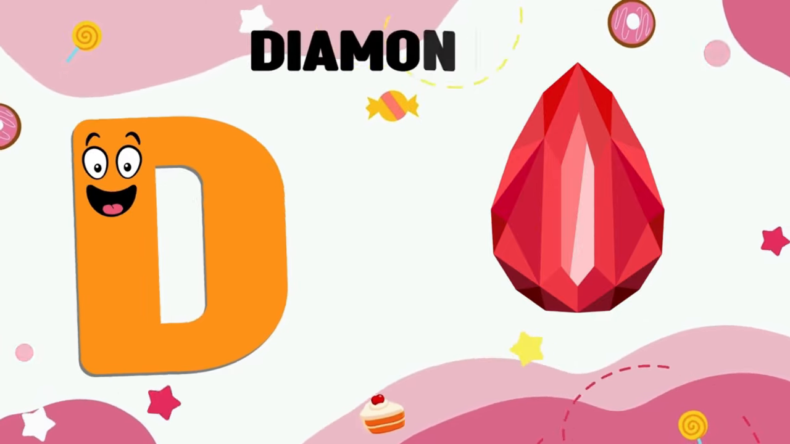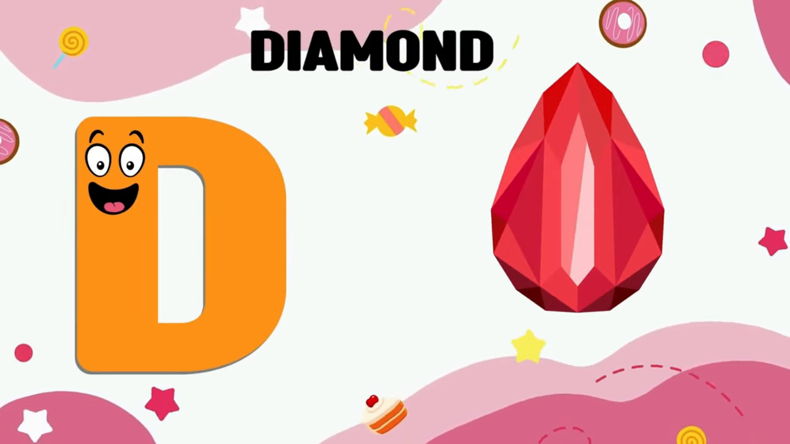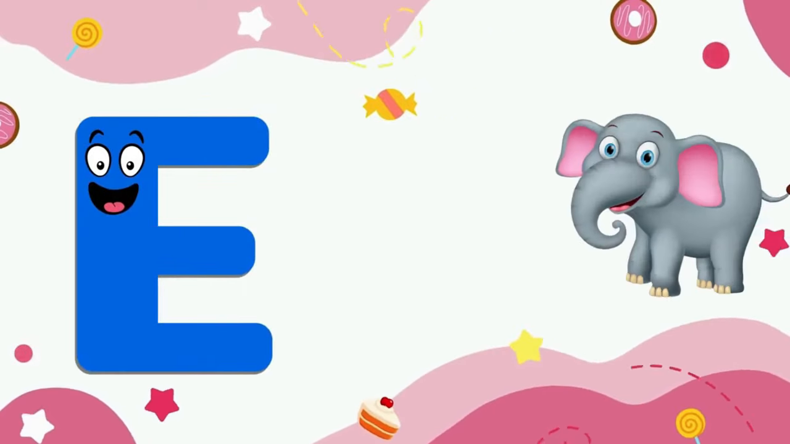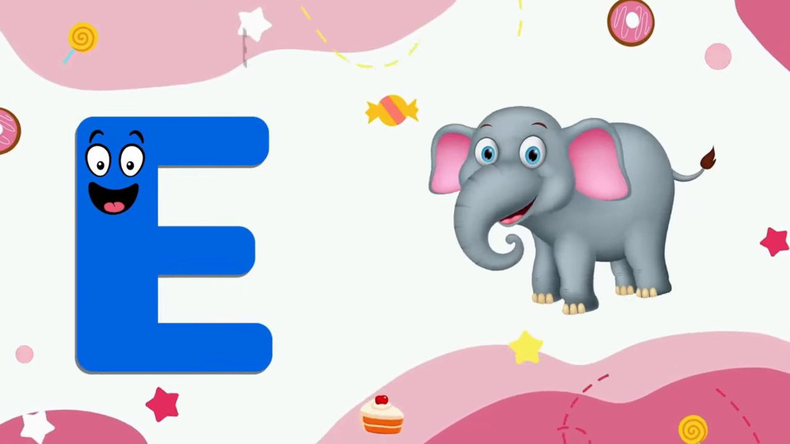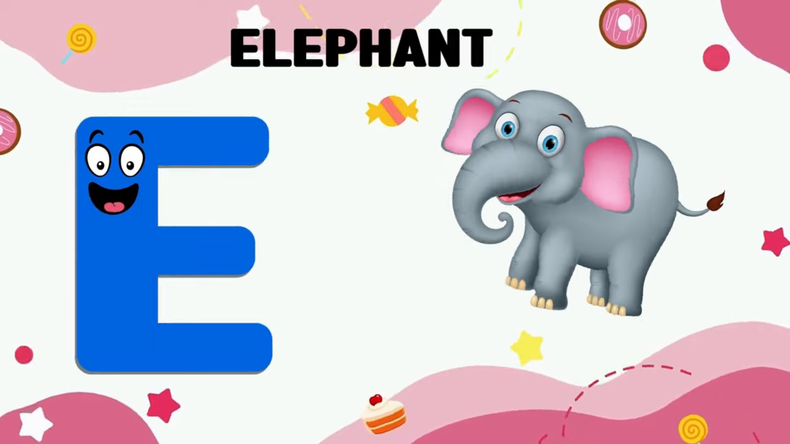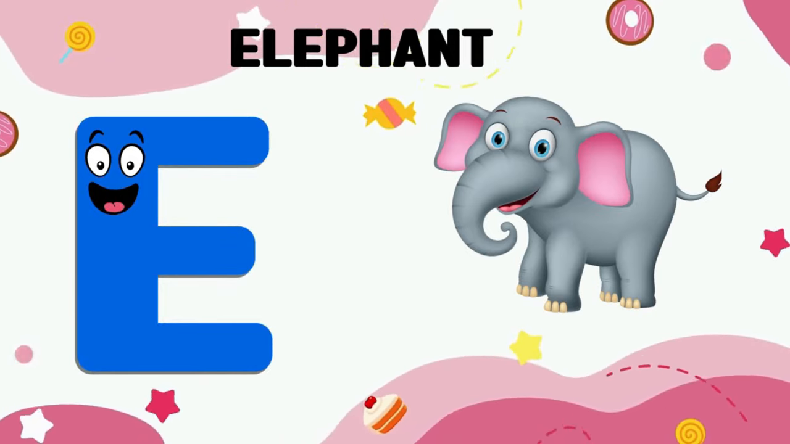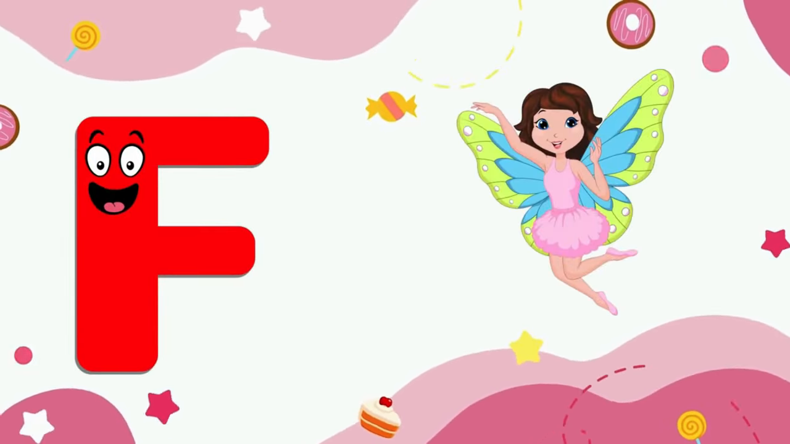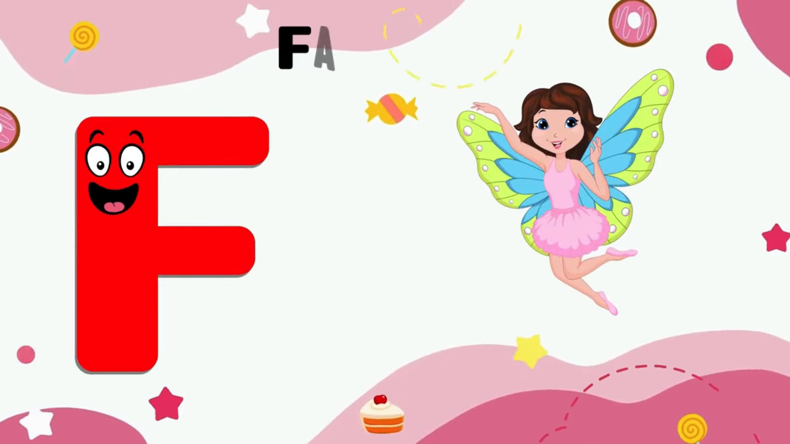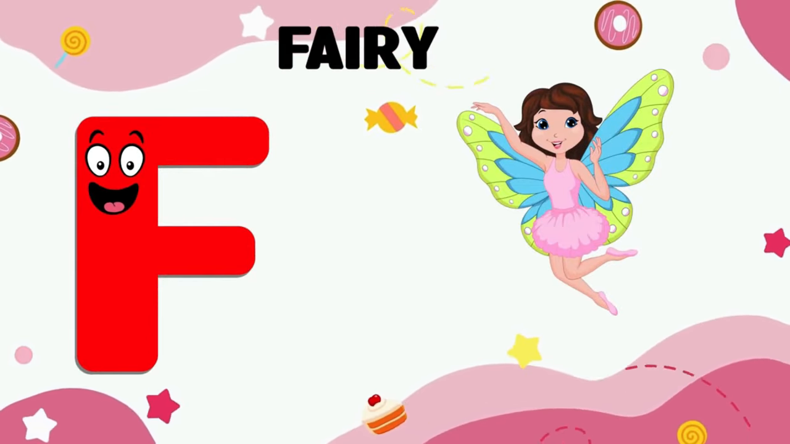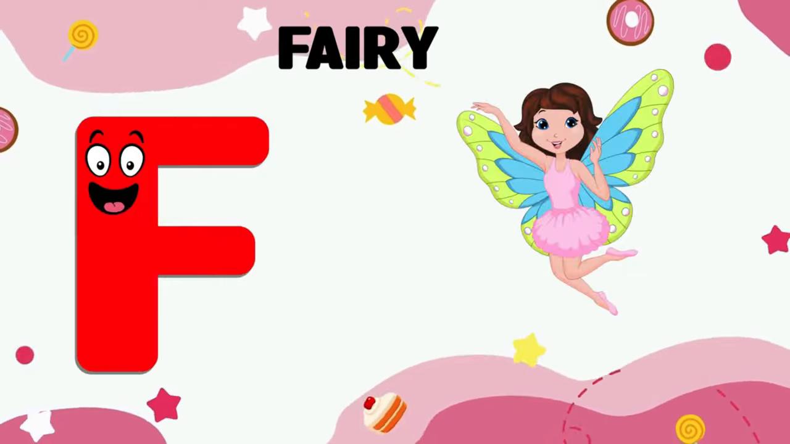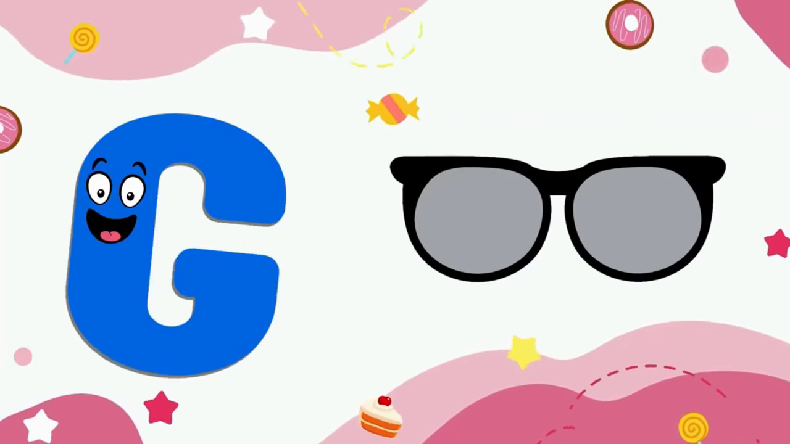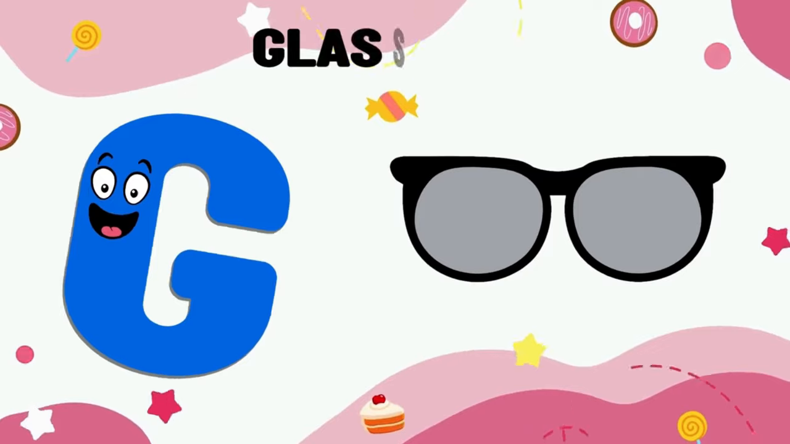diamond. Diamond, diamond. E is for elephant, elephant. Elephant, elephant. F is for fairy, fairy. Fairy, F, fairy. G is for glasses, glasses.